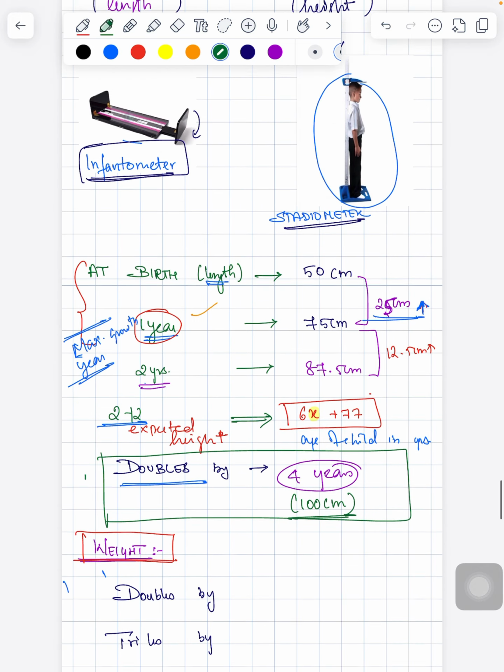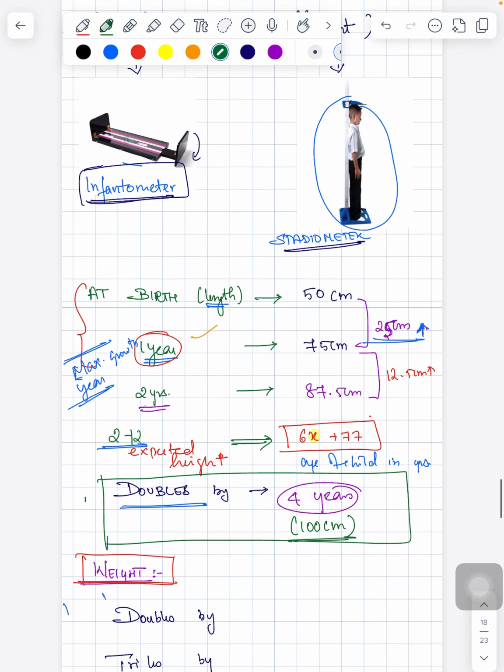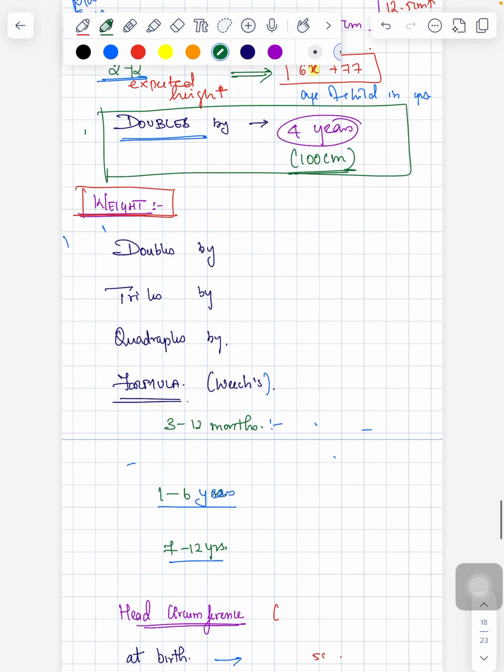Next is regarding your weight. When does your weight double? Your weight will double, everybody knows, at 5 months, triple by around 1 year, and quadruple by around 2 years of age.